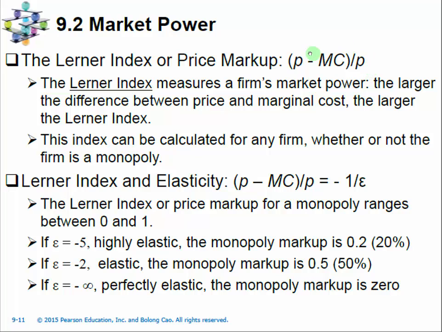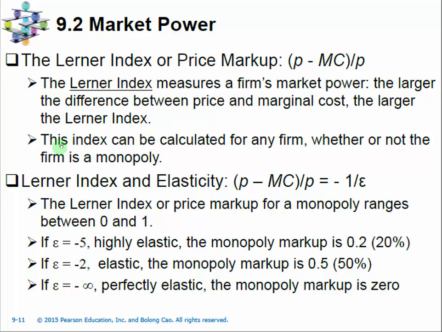The formula for the Lerner Index can certainly be viewed as a measure of the price markup, that is, how much the price is set above the marginal cost. Remember that the monopolist is the only firm in the market as a supplier. So the monopolist can set the price, by which we mean that a firm has market power. So the Lerner Index measures a firm's market power. The higher the markup, the higher the value of the Lerner Index.